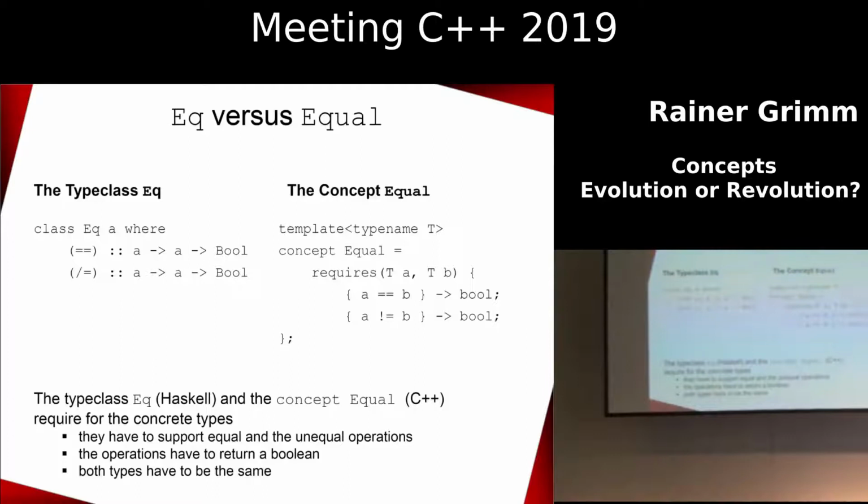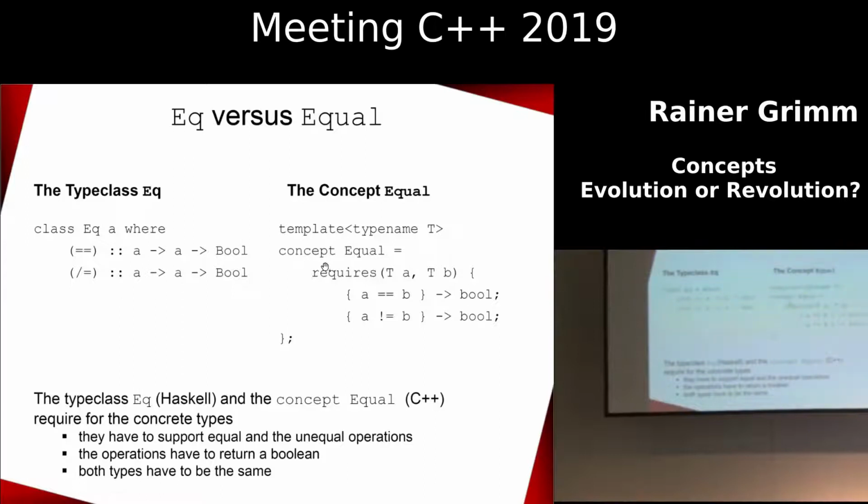Okay, only to show the similarity, this is the way the type class Eq, or equal, is defined in Haskell. It means it has to support the equal operation. A and A, both arguments have to be of the same type, and it should return a Bool. And the same for inequality, you see?